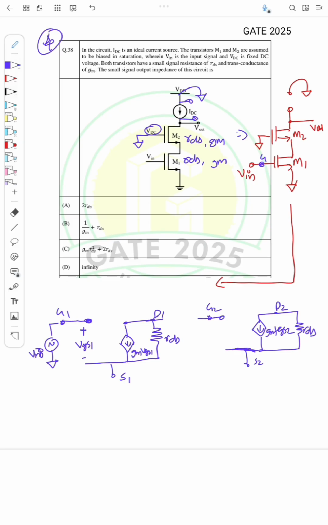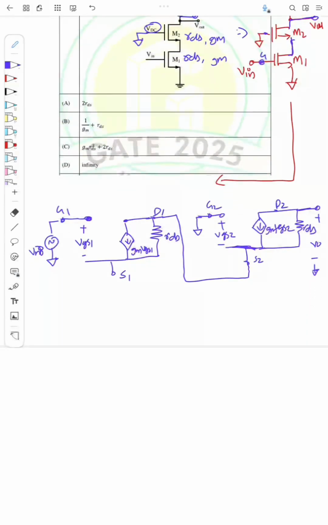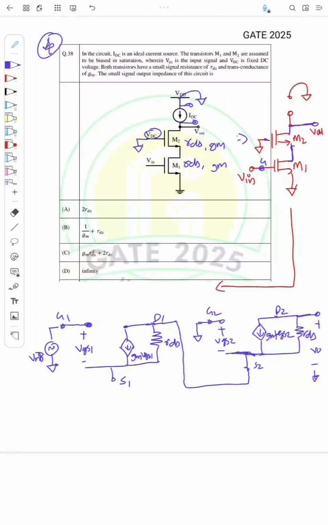Here if you see, the source is connected to the drain of M1. So drain of M1 is this, and this is source S2, right? So I connected this. Gate G2 is connected to ground, and this is VGS2, and the drain is the output, right? At the drain we have the output Vout. Fine. So now the question is to find the output resistance. So how to find the output resistance?